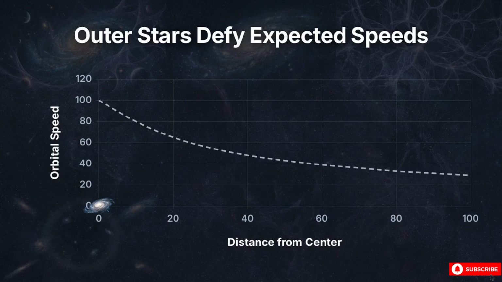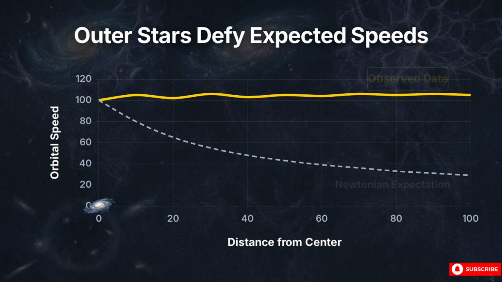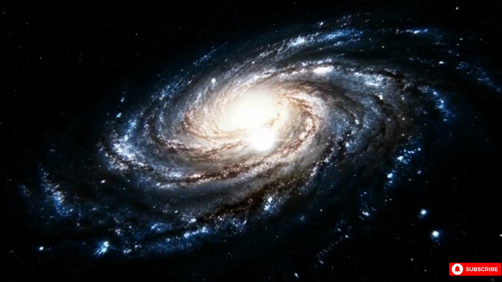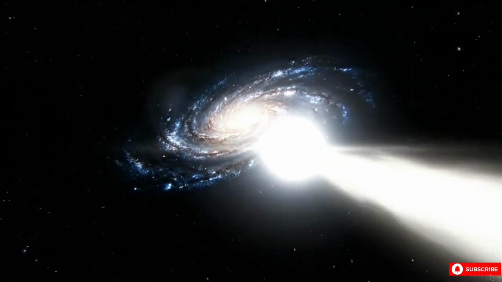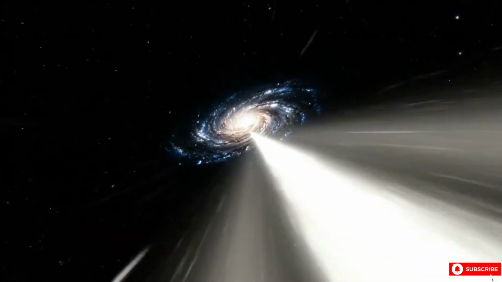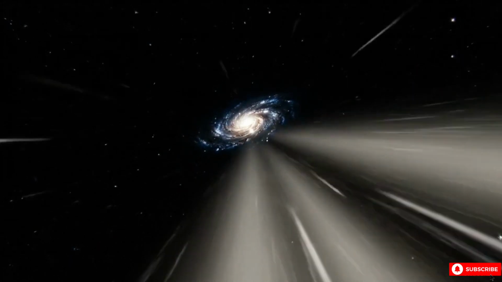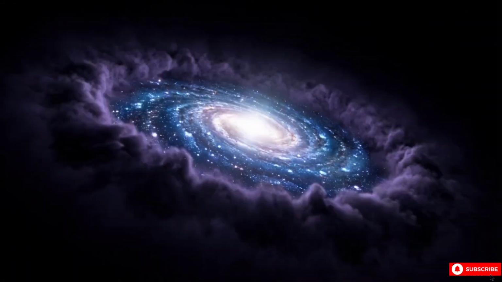Instead of the expected downward curve, the actual speeds form a flat line, showing that stars at the far edges were moving at the exact same constant speed as stars tightly packed in the center. At those extreme speeds, the outer stars should have broken free from the galaxy's gravitational pull and flown off into deep space. The only reason they stay in orbit is an invisible mass generating extra gravity.